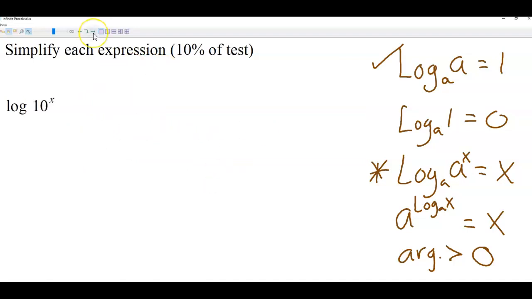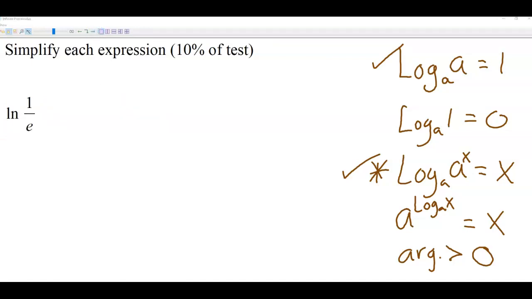Next one. This one looks funny because it doesn't have a base, but when they don't write the base, we just have to remember that it's a 10, and these cancel out, and the answer is x. That would be, once again, this rule. All right, next one.